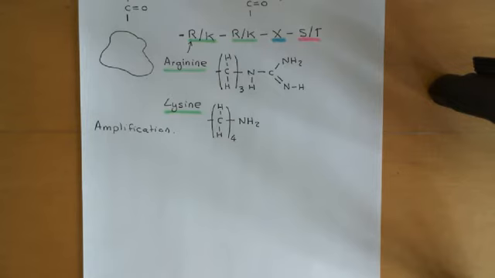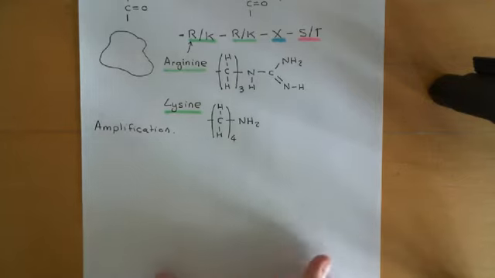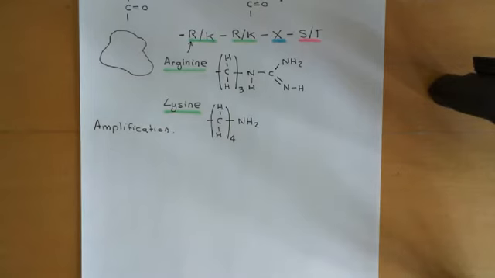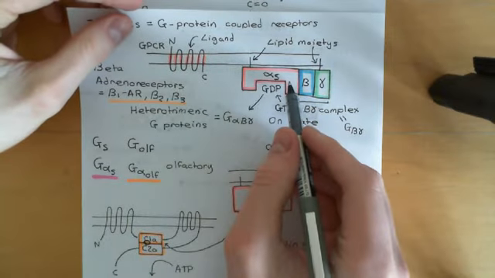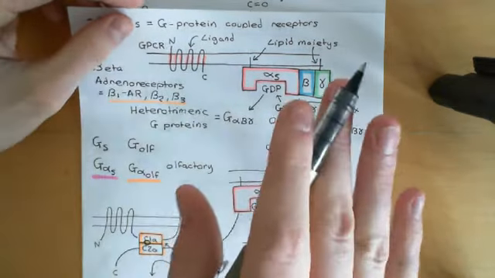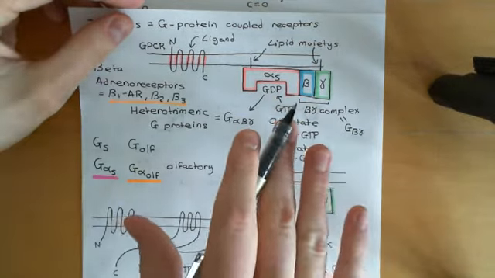Right, so the next thing I want to discuss is how you actually terminate the signal. Okay, so how you actually turn it off. Let's imagine that our ligand molecule, whatever it is, has now been removed from the extracellular fluid. So it's no longer activating the G protein coupled receptors. Therefore, the G protein coupled receptors turn off. That means they are not going to activate any more Gs heterotrimeric G proteins.